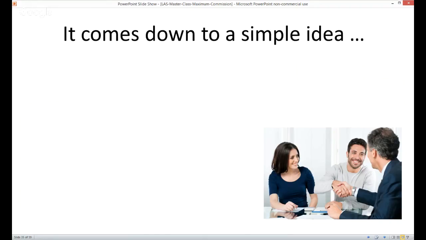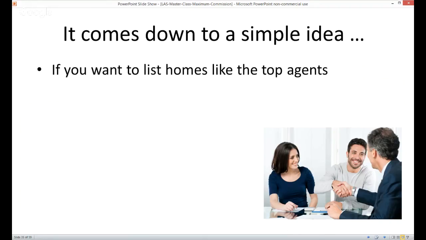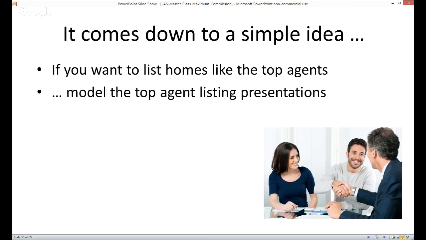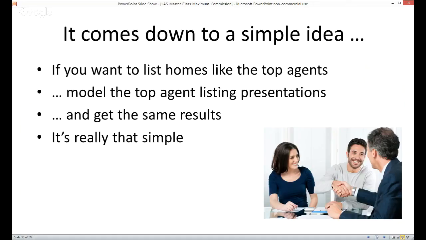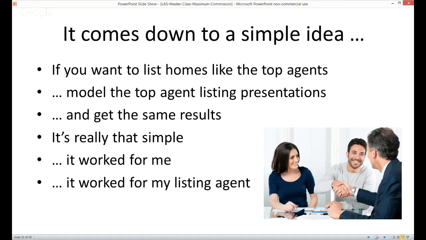You know, it comes down to a simple idea. If you want to list homes like the top agents, just model the top agent listing presentations and get the same results. It's really that simple. It worked for me, it worked for my listing agent, and it'll work for you.